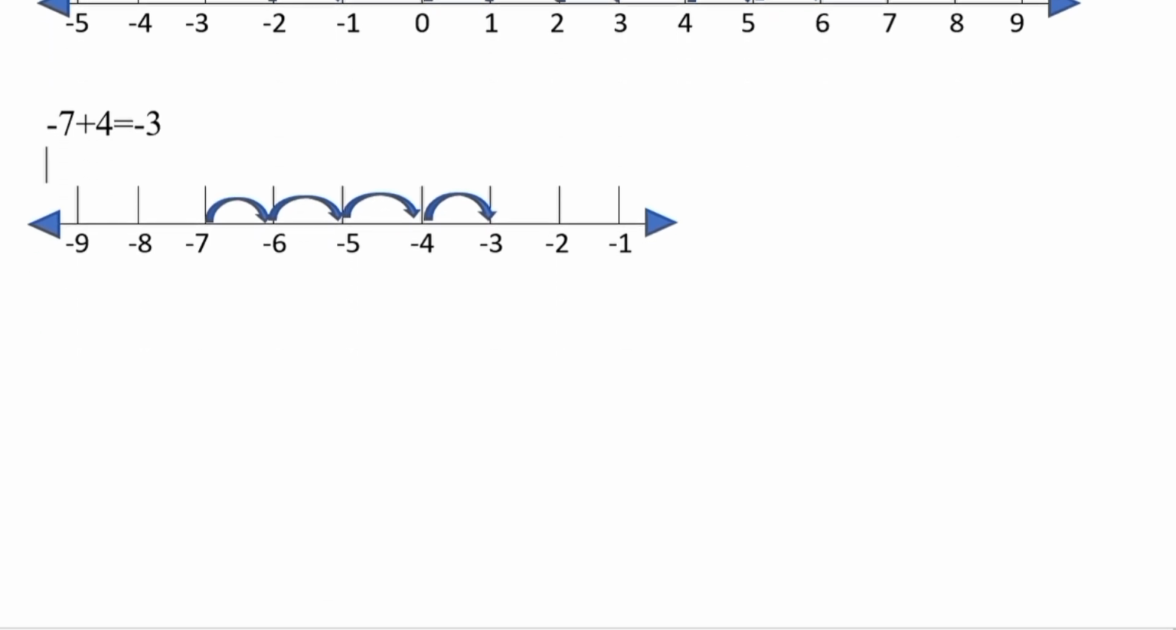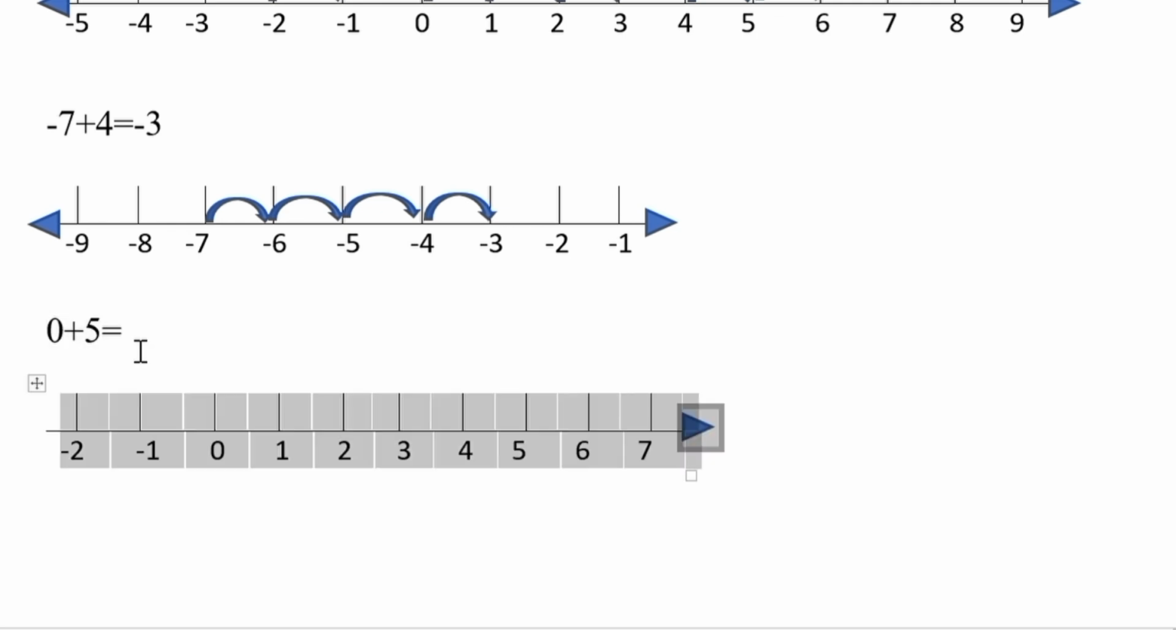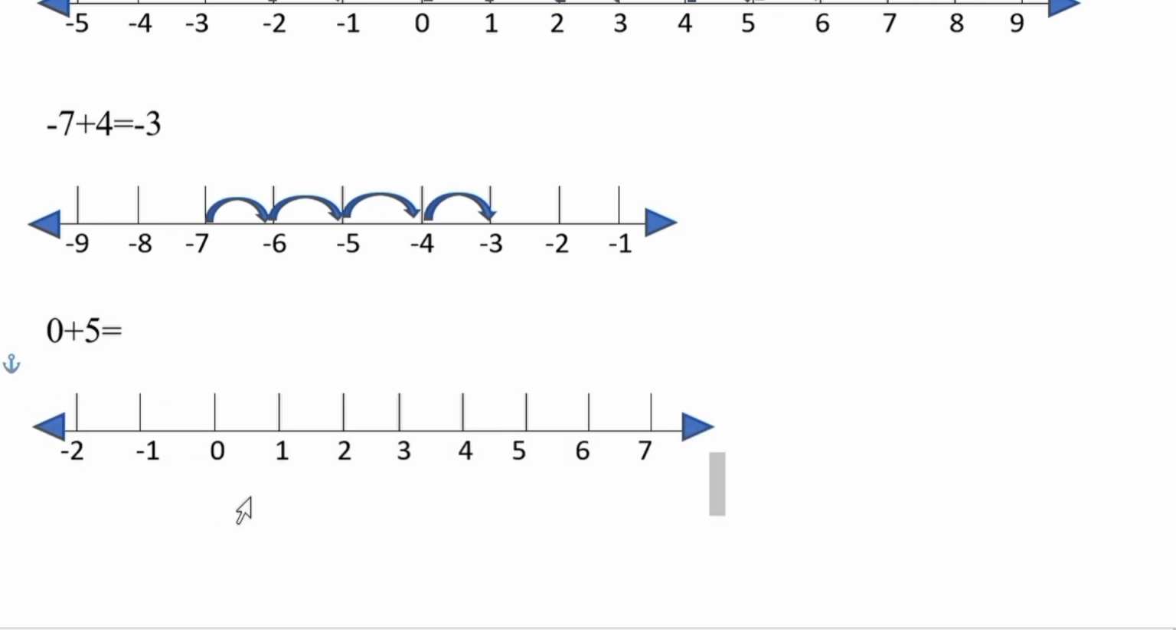Another example, 0 plus 5. If we work this out somewhere on a rough piece of paper, we know 0 plus 5 is 5. So that means we must have all the numbers from 0 to 5 included in the number line we shall draw. So let's have a number line here. And of course, you see it has all the numbers from 0 to 5. And I've included a few numbers to the right of 5 and a few numbers to the left of 0.